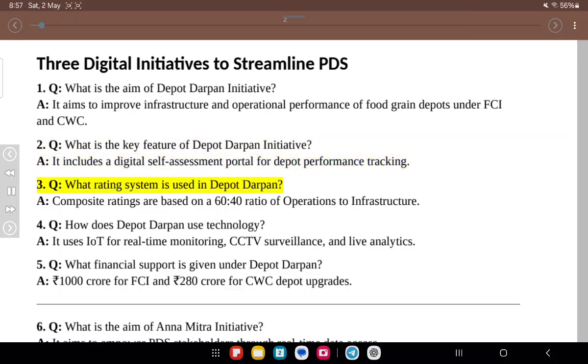3. Q. What rating system is used in Depot Darpan? A. Composite ratings are based on a 60/40 ratio of operations to infrastructure. 4. Q. How does Depot Darpan use technology? A. It uses IoT for real-time monitoring, CCTV surveillance, and live analytics. 5. Q. What financial support is given under Depot Darpan? A. 1,000 crore rupees for FCI and 280 crore rupees for CWC depot upgrades.